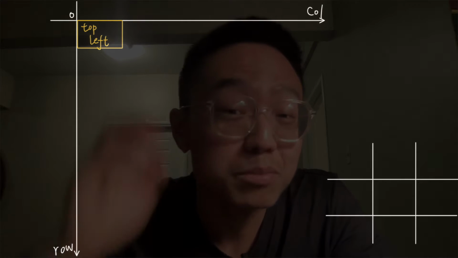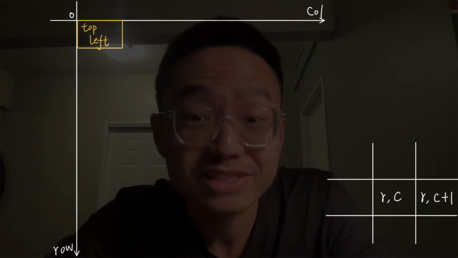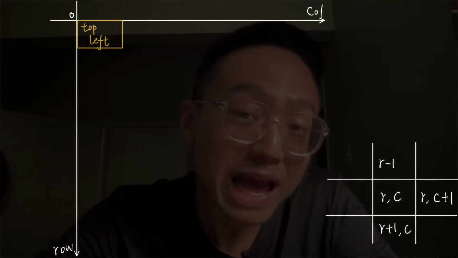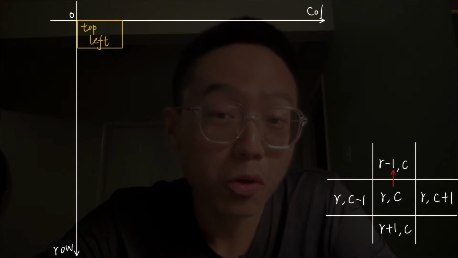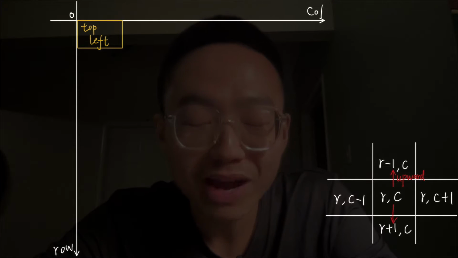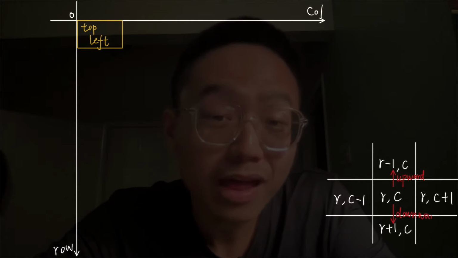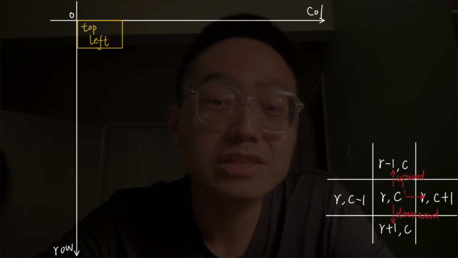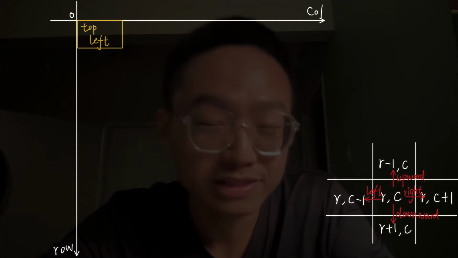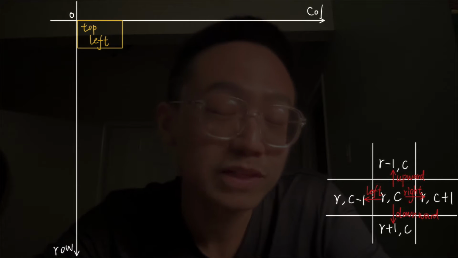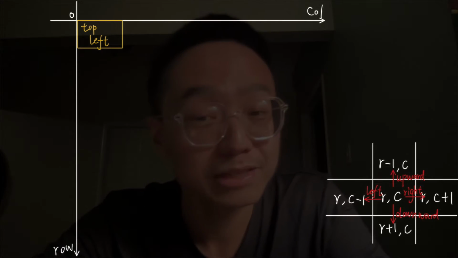We can achieve moving in different directions by modifying row and column indexes. Specifically, given that we are at row and col, where row is the row index and col is the column index: when we move right, the col is +1. When we move downwards 1 unit, the row is +1. When we move left 1 unit, the col is -1. And when we move upwards, the row is decremented by 1.